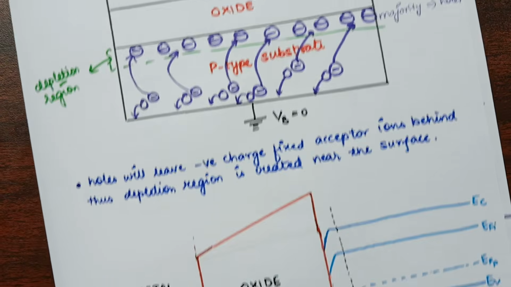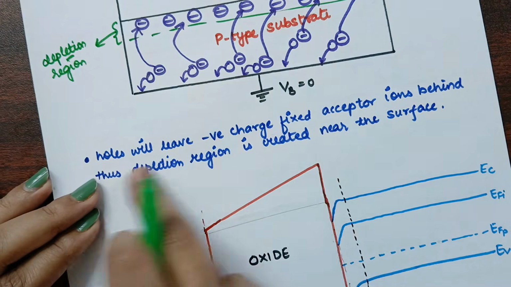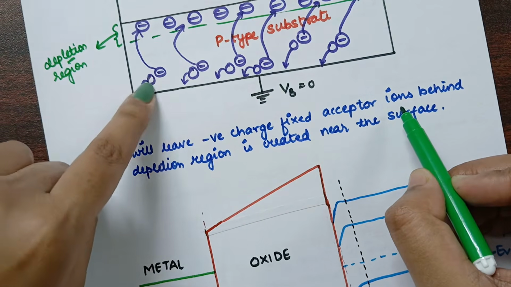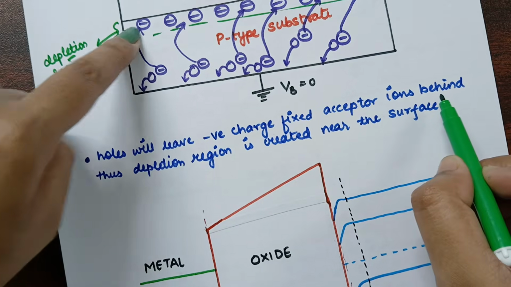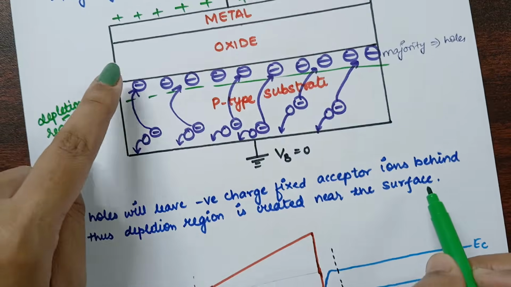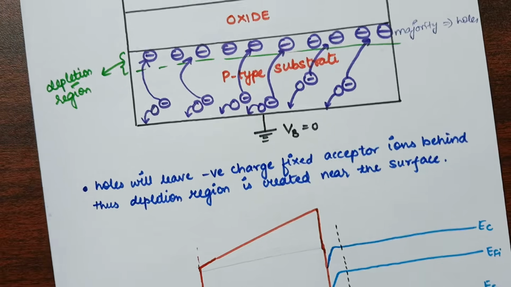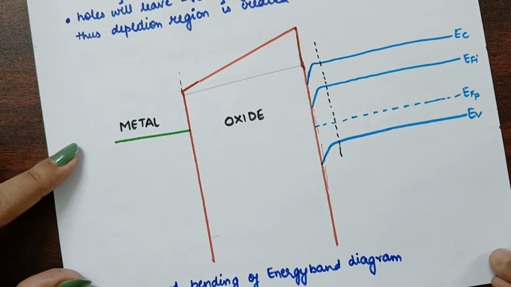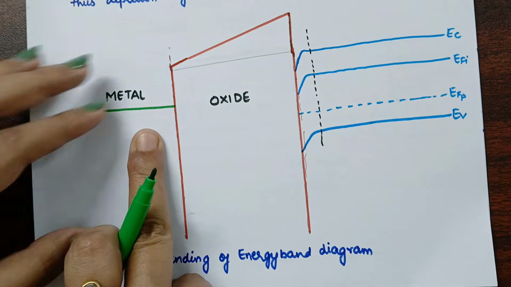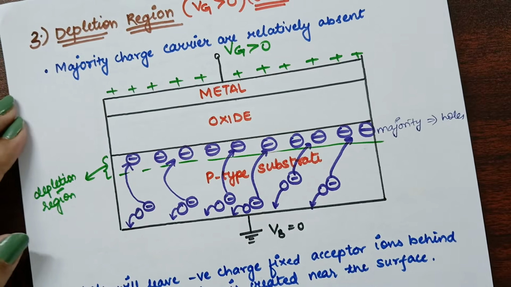Now, going to its mechanism, I have written this explanation in these lines: holes will leave the negatively charged fixed acceptor ions, thus a depletion region is created near the surface. Now if we study its energy band diagram, it will look something like this, in which the metal is simply like this, and then, as I have told you, the electric field will be in which direction?